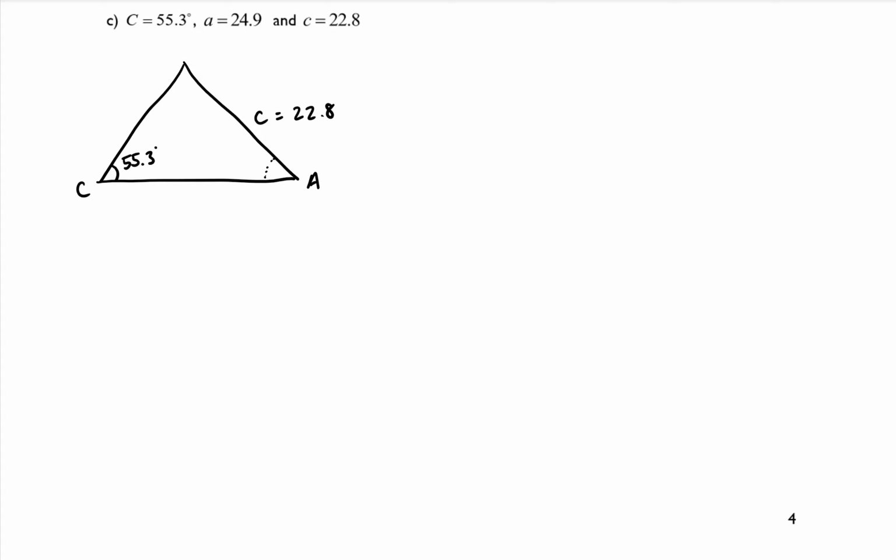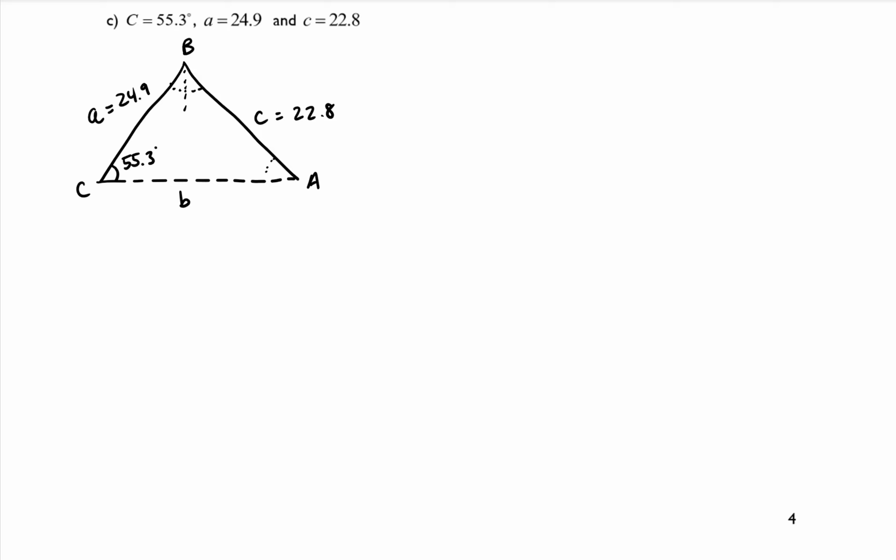We don't know that one, so I'll put that. I will call this angle B, and then we know the side length a is 24.9, and then I'm just going to dash this side length since we don't know what that one is, and then I will call that one b.